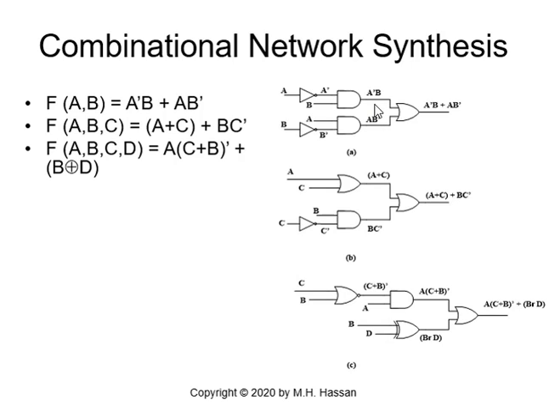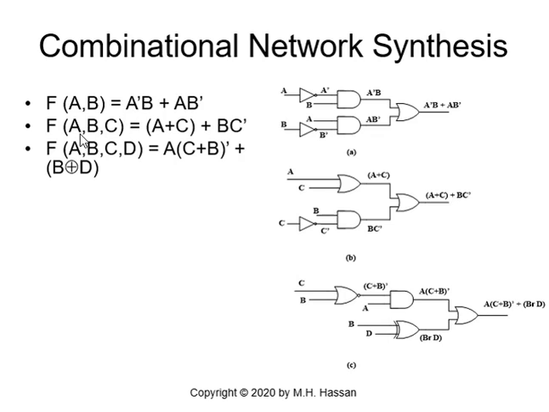So a b prime or a prime b, take them both to an OR gate, and that will give the value of the function f. So this is a simple synthesis of a two-input variable function of a and b.